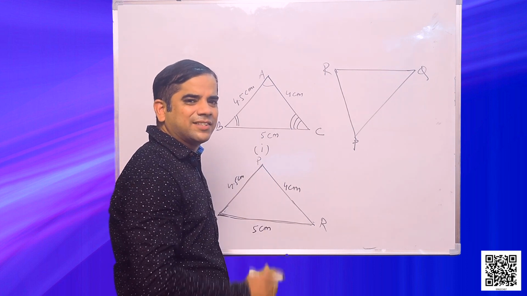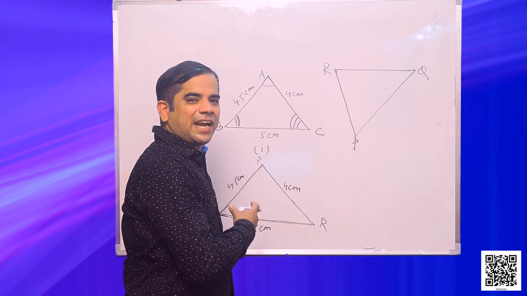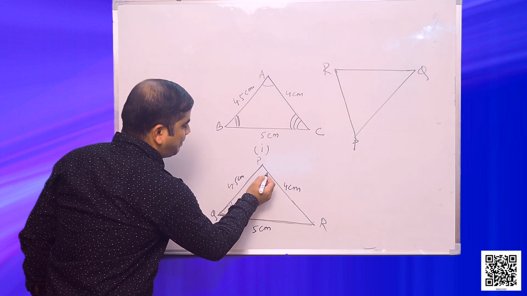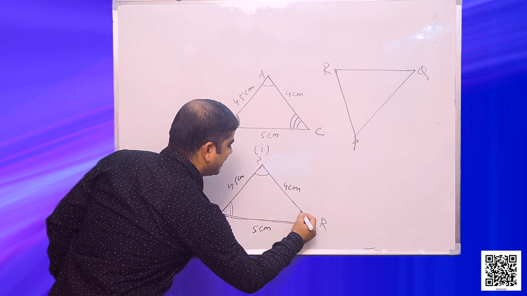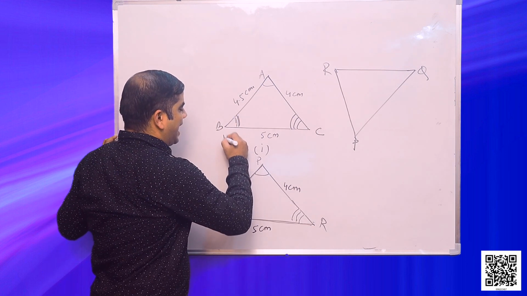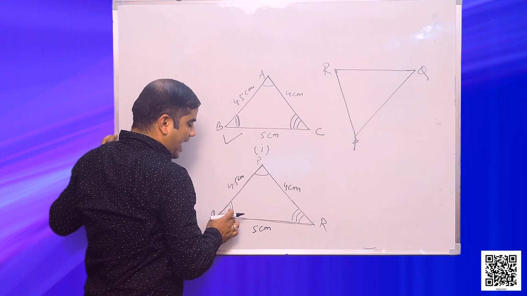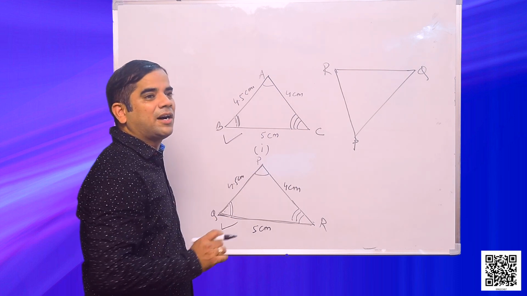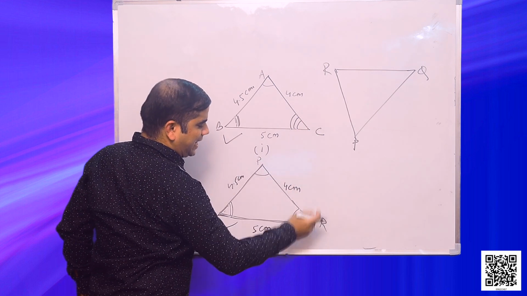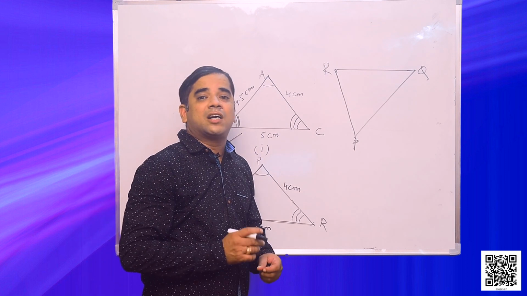And what about the angles? Angle B here in this triangle; in the second triangle, angle Q is denoted like this, angle P is denoted like this, angle R is denoted like this. This shows that angle B is equal to angle Q because both the angles have the same number of curves. Angle A is equal to angle P and same as angle C is equal to angle R. That means these two triangles are congruent.